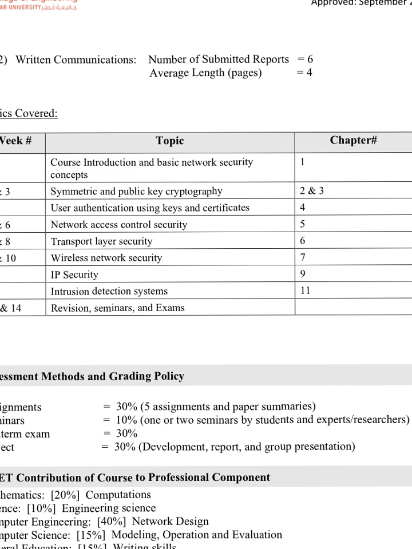And then starting from symmetric cryptography all the way to here, those two are part one. These three chapters talk about basically the security techniques and mechanisms. Here we'll discuss symmetric and public key cryptography, and we'll talk about some authentication mechanisms, okay? Starting from here all the way to here, this is part two, okay?